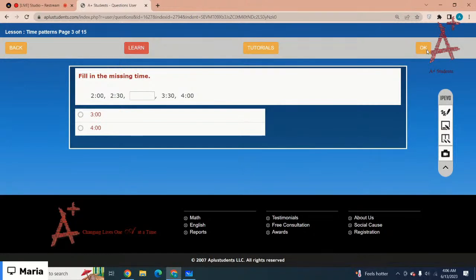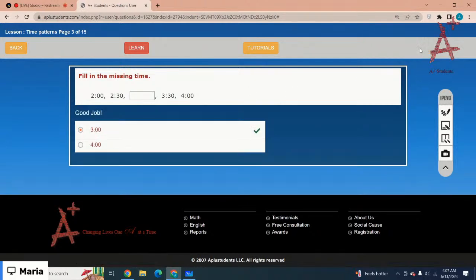Okay, fill in the missing pattern. So which is the correct option? It would be 2, 2:30. Each time is 30 minutes more than the previous one. So which is the one? 2, 2:30, and you add 30 minutes to 2:30. So which is the next one? Each next one is 30 minutes more than the previous one. Got it? So when you add 30 minutes to 2:30, it would be, yes, very good, that would be 3. So the correct option is 3.